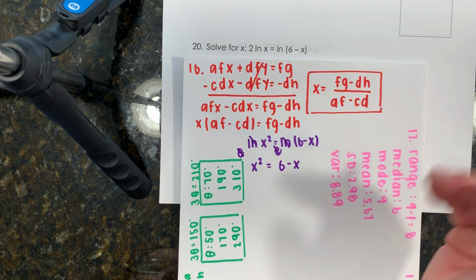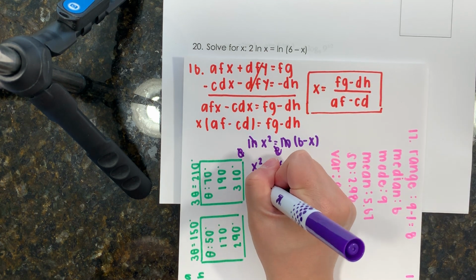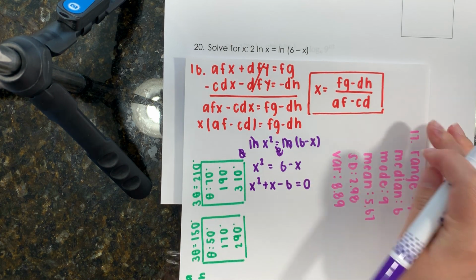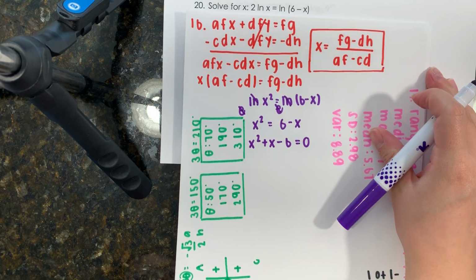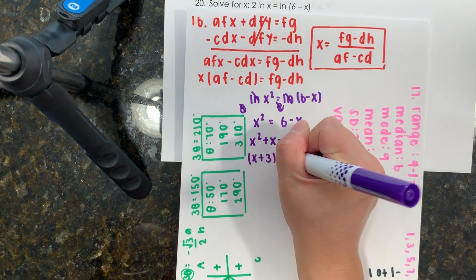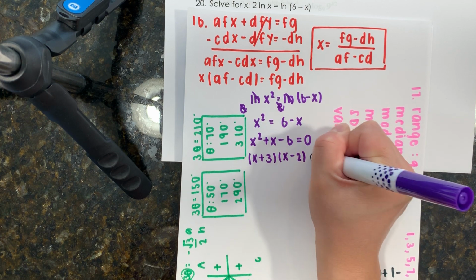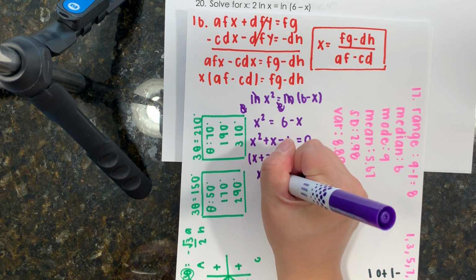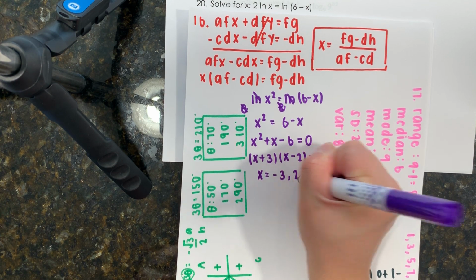Now to solve, I'm going to set this equal to 0. That would give me x squared plus x minus 6 equals 0. That actually does factor out evenly. It factors into x plus 3 times x minus 2 equals 0. And when I solve, I would get x is equal to -3 and then x is equal to 2.